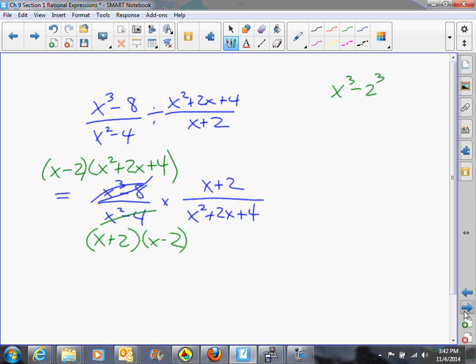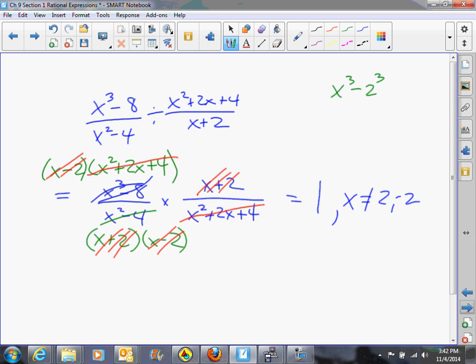X squared plus 2x plus 4 is a factor of the denominator, the whole thing, and it's also a factor of the numerator. Now x minus 2 is a factor of the numerator and a factor of the denominator, and then x plus 2, whoa, is a factor of the denominator and of the numerator. So we end up with 1. Of course, x is not equal to 2 or -2.